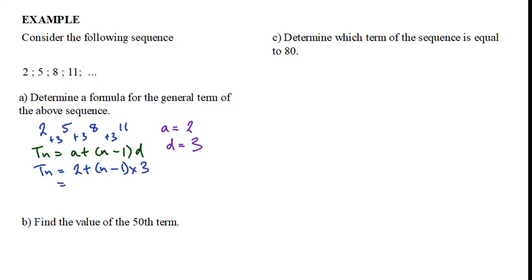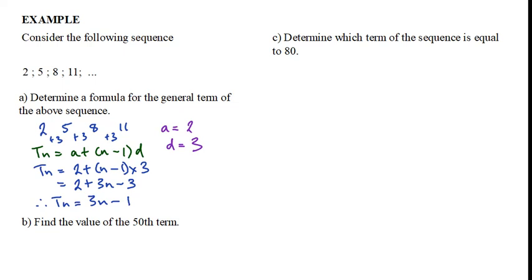Let's just simplify that. So 2 plus, distribute the 3 into this bracket. That's 3n minus 3, which then means that Tn is equal to 3n, and 2 minus 3 gives us a negative 1. So Tn is 3n minus 1.